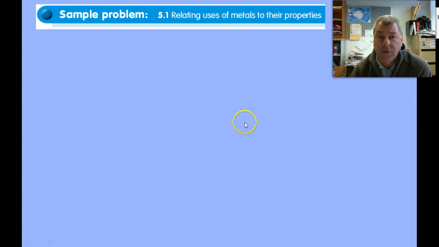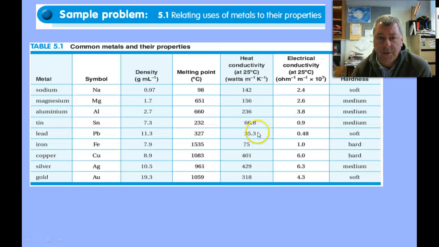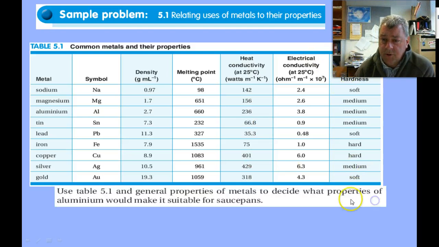So let's just look at a quick problem relating the uses of metals to their properties. Here's a whole list of metals. This is straight out of your textbook, chapter 5. We've got the symbol, the density, the melting point, the heat conductivity, the electrical conductivity, and the hardness. And the question we were asked is, using this, decide what properties of aluminium make it suitable for saucepans.